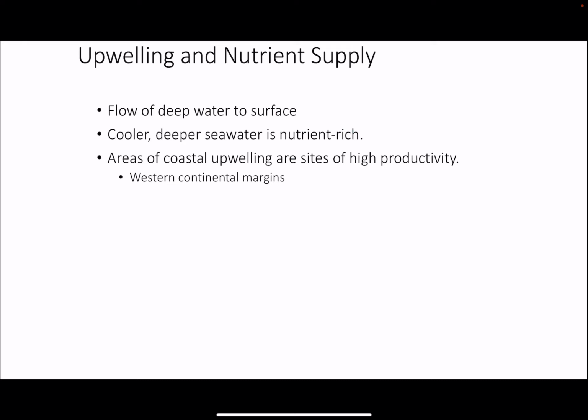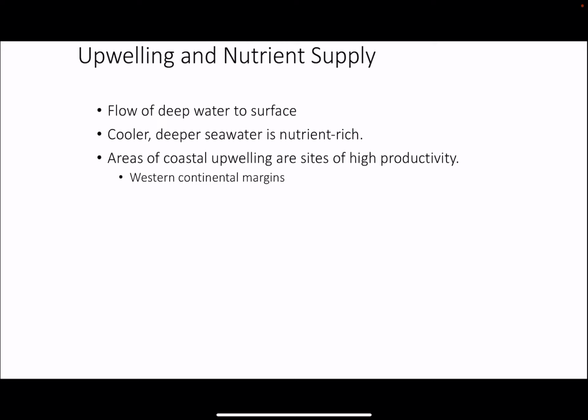So upwelling is a big contributor to nutrient supply in the ocean, and you'll learn a lot more about the physics of upwelling later on in the course. But remember from the nutrient lecture that the deep ocean has much higher nutrient concentrations than the surface ocean. So if you can find a way to get that deep water to the surface, it'll make the phytoplankton very happy, right? Because it gives them access to nutrients.